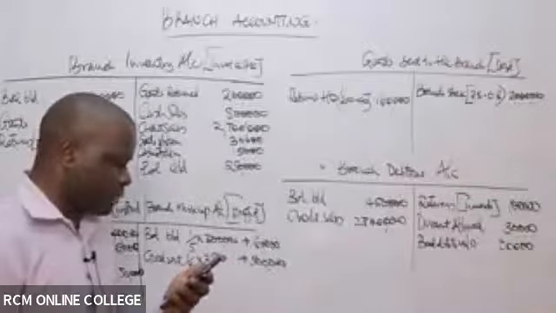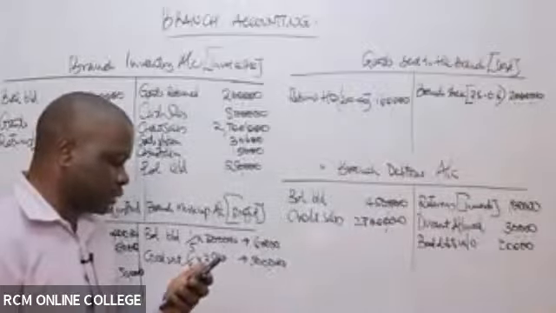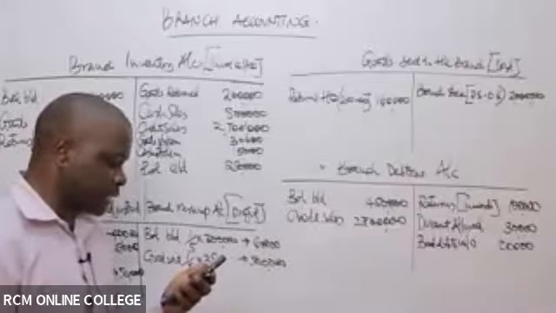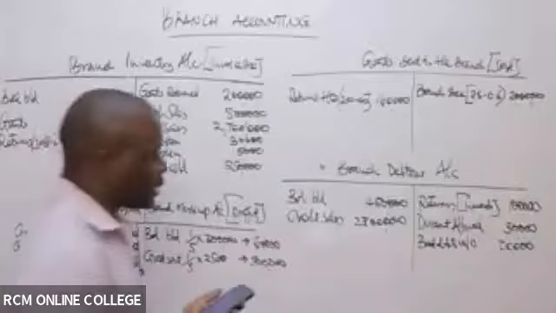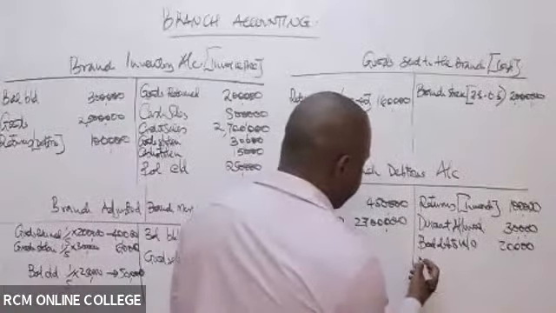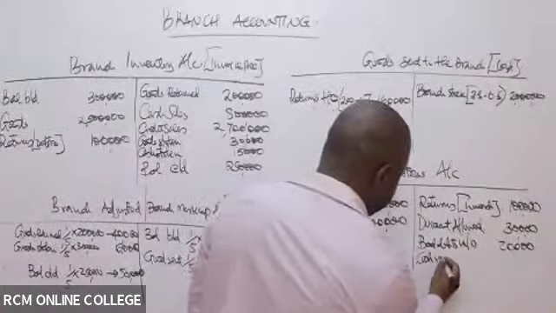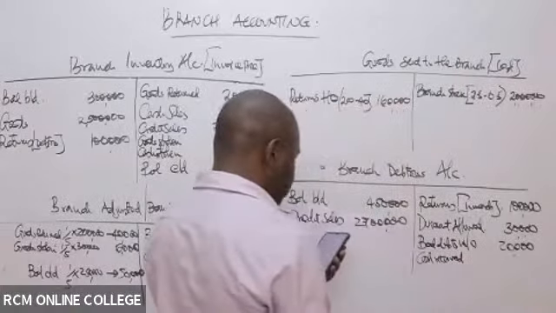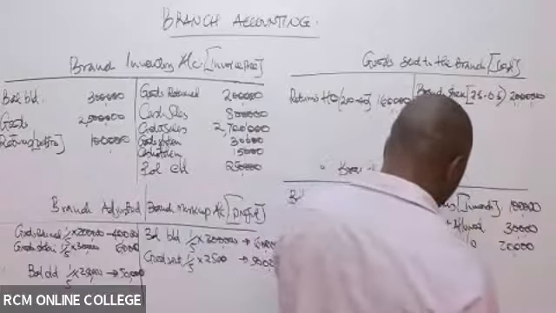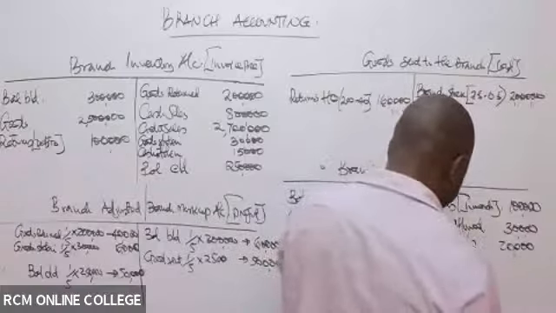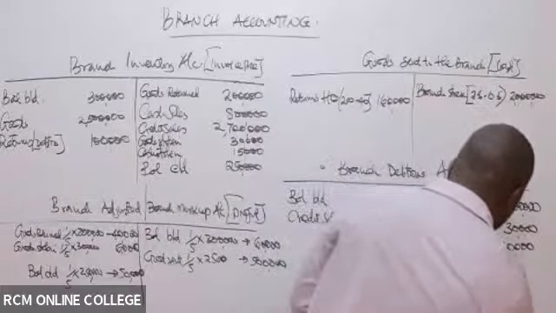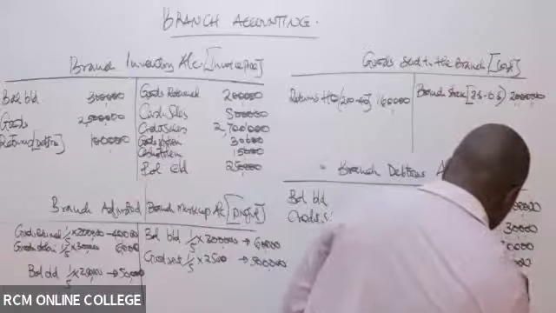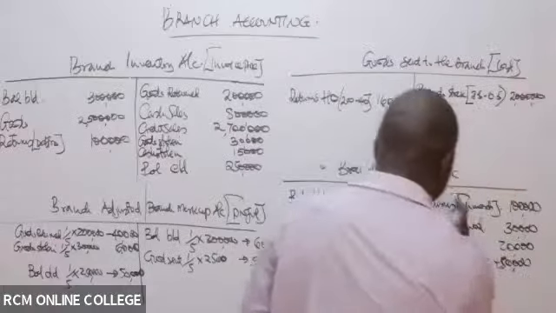Then we have cash sales stolen, which we have already dealt with. Next is cash received from branch debtors. So there was some cash received from branch debtors, which means debtors ended up paying. There was cash received of an amount of 2,450,000. It means that in this case, the debtor is reduced.